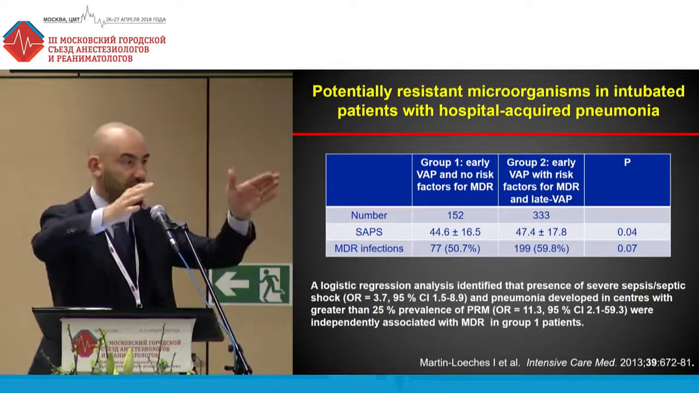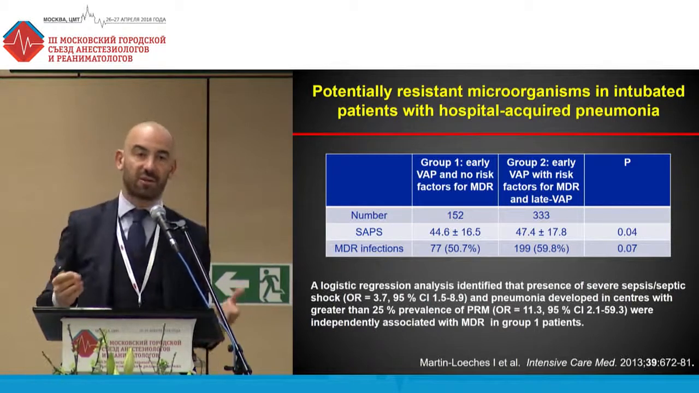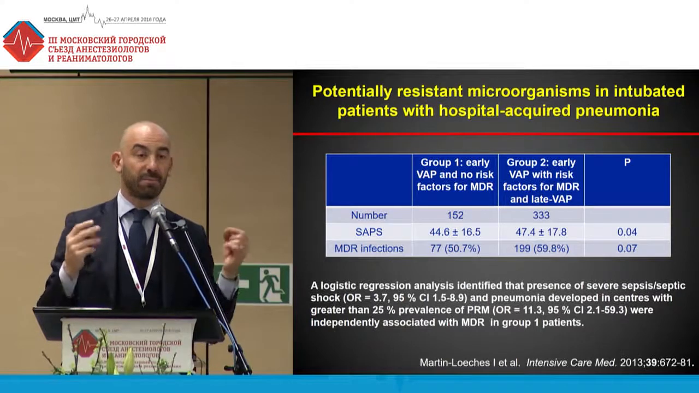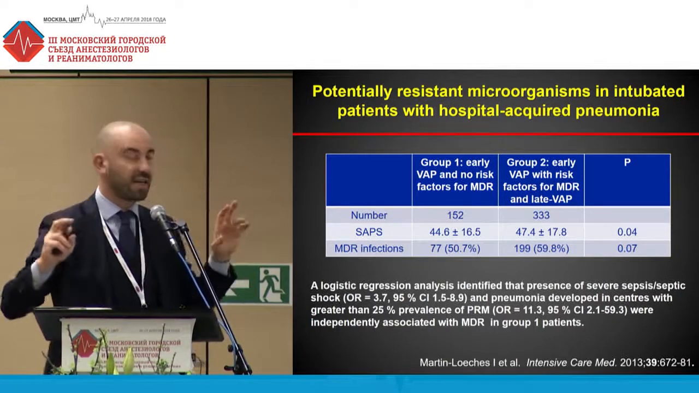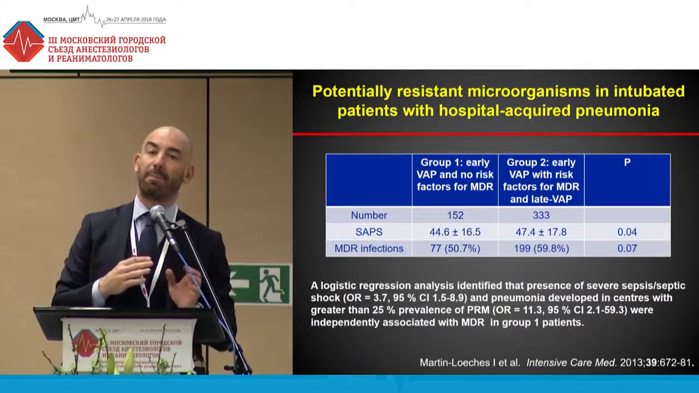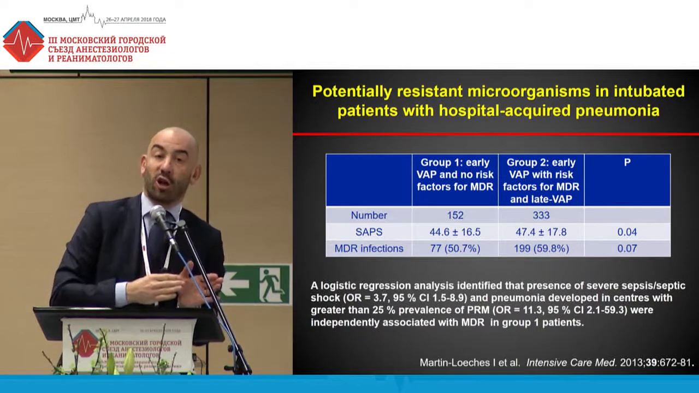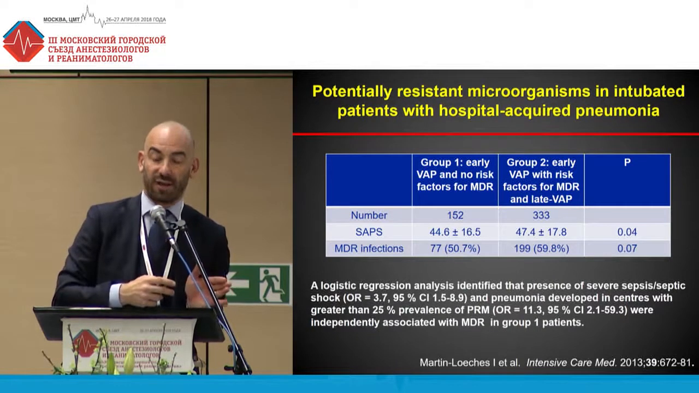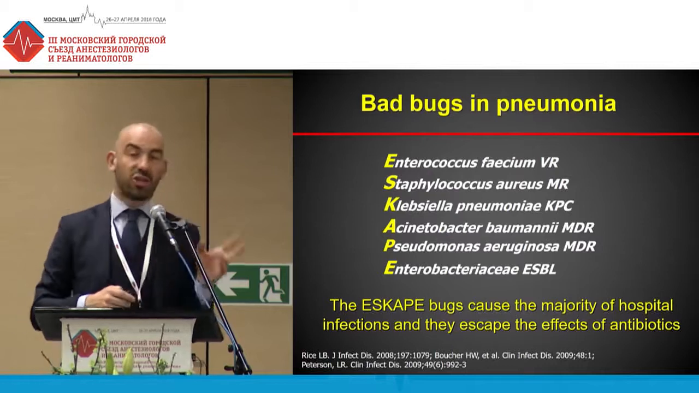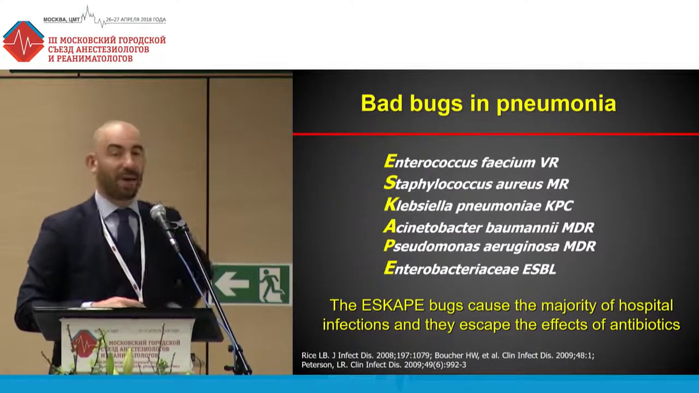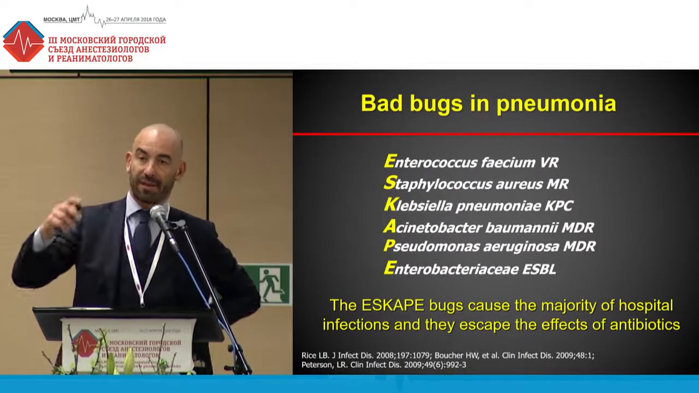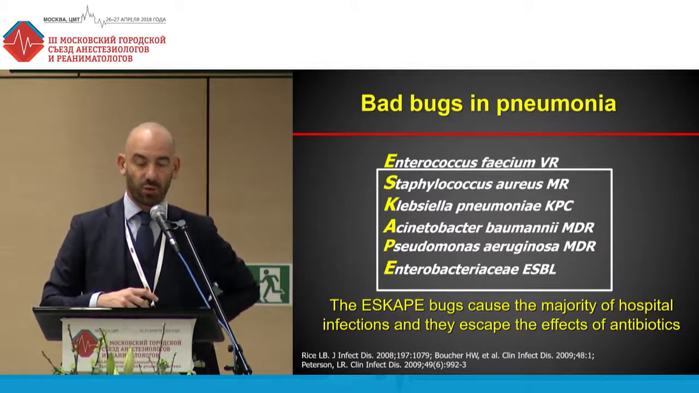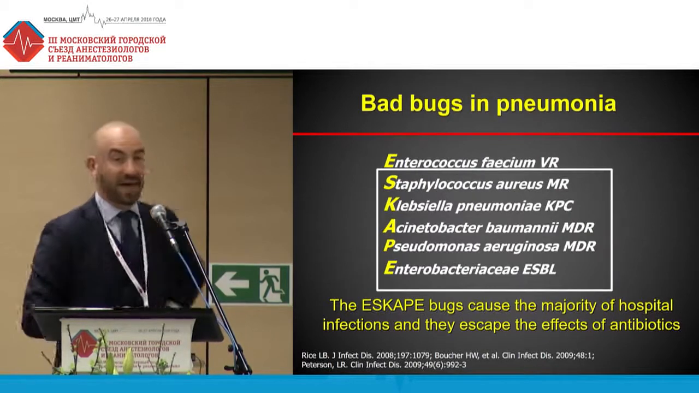This means that in Russia, if you have a patient with ventilator-associated pneumonia, it is probably important to suspect resistant strains, even if the pneumonia happened very early, like in the first days of ventilation. So, in general, what do we know about the bad bugs in pneumonia, and particularly in ventilator-associated pneumonia? We have these 4 bad bugs in pneumonia.